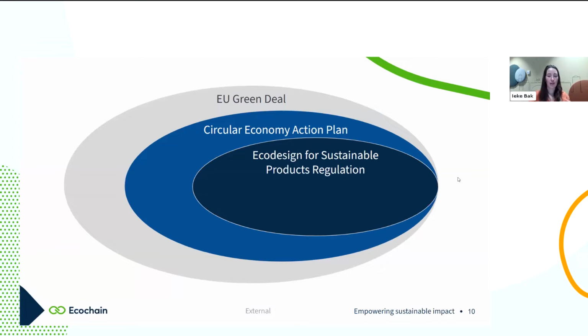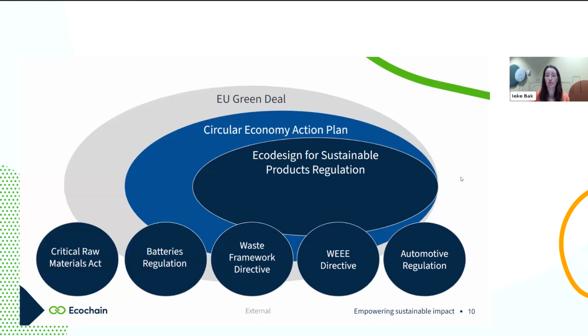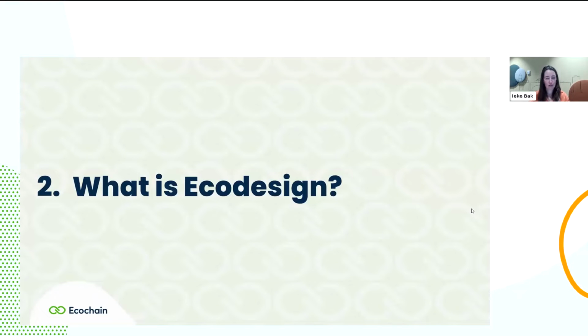And under there, or related to that, you have several specific directives, regulations, and frameworks for specific items that fit under the Ecodesign regulation. So for example, you have the Critical Raw Materials Act that says that raw materials should be mapped and also reported on. And a new one is the automotive regulation that says how exactly automotive should tackle eco-design in their sector. So what is that eco-design that all these regulations are talking about?